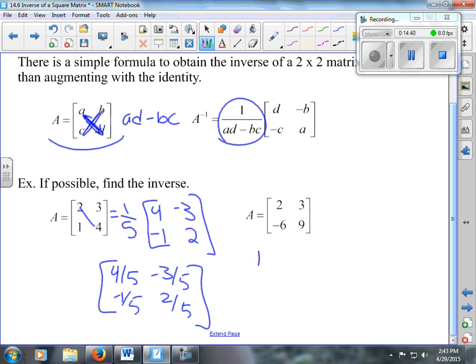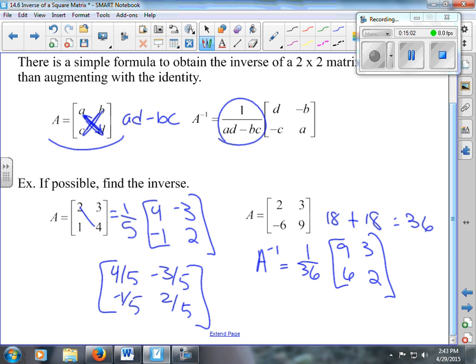Okay, so let's do this next inverse because it's really simple. So 2 times 9 is 18 minus negative 18. So plus 18, that's 36. So it's going to be 1 over 36. And then you switch the 9 and 2. And then it's the negative of the B and C spots. And that's it. So it's much easier for 2 by 2s. Unfortunately, there's no simple formula for 3 by 3s.